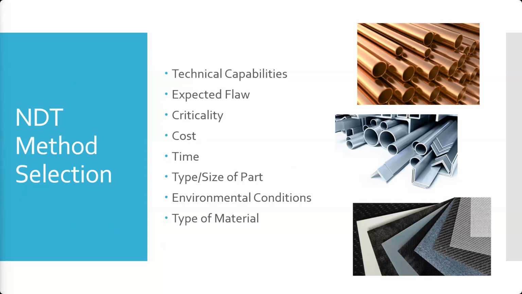What's the expected flaw? What are you trying to find? Different techniques are designed to find different flaws. Some techniques are better at finding surface flaws. Other techniques have the capability of finding subsurface flaws. Okay? On a metal part, eddy current testing is great for surface flaws. It can't do subsurface very well. Ultrasound can do subsurface flaws, but it can't do surface flaws very well. We'll talk about the limitations and why that's the case for all the different methods, but you've got to take that into account. Criticality. How small does the flaw have to be for you to find it?